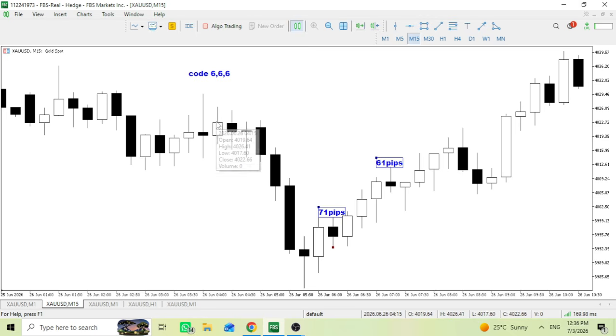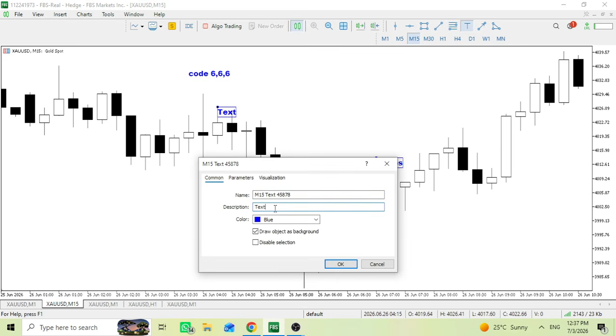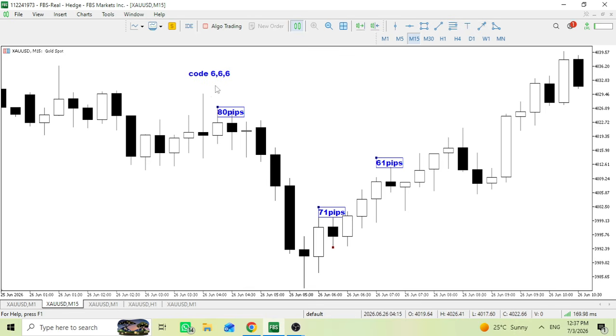The other one is this one, 4026.41 minus 4017.60. This one is so big. This one is 80 pips. Let me just write it, as I have already. That one is 80 pips. This is why we love trading gold. Now that is 80 pips, 71.